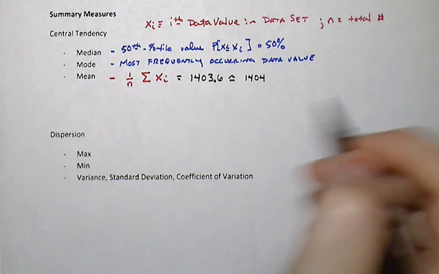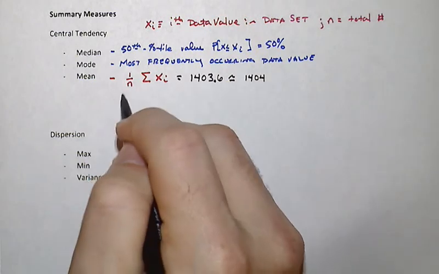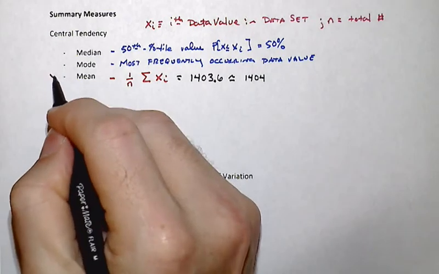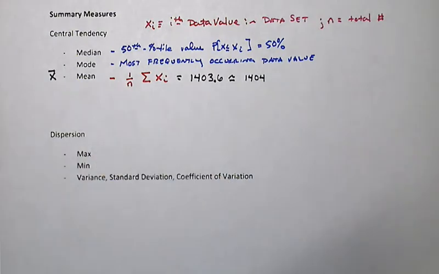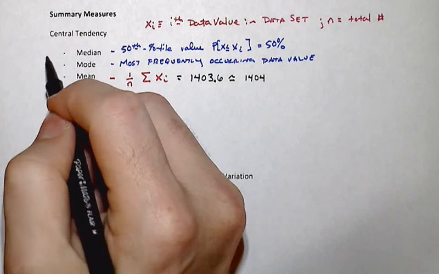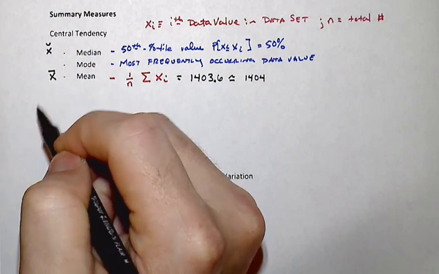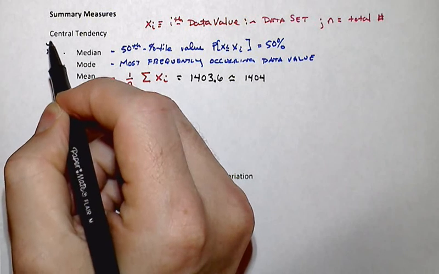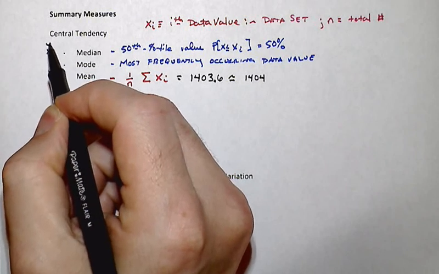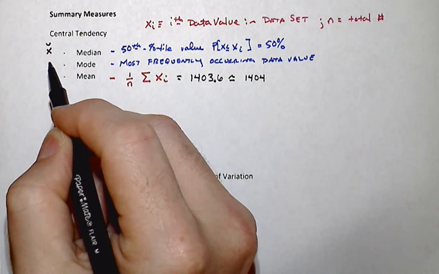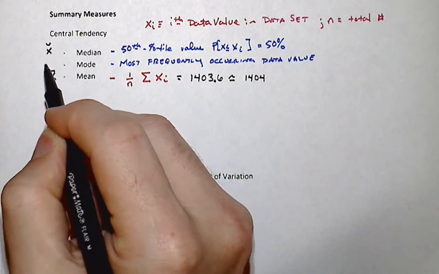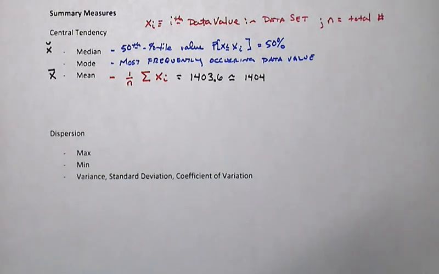This is given the symbol, by the way, as X bar. Sometimes the median is given the symbol X with a little U, very shallow U, circumflex, I think they call that. And then sometimes the mode is given a little caret on the top. Sometimes it's a tilde. There's a lot of different kinds of symbols there.